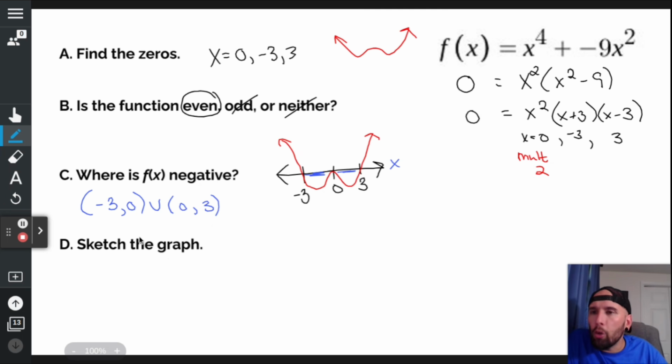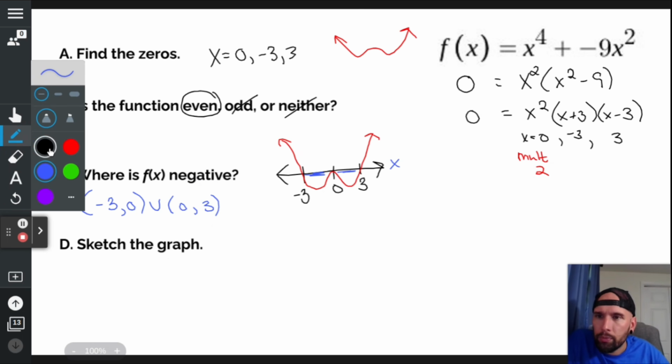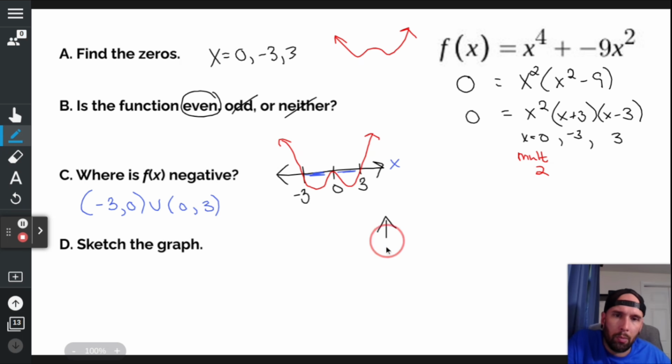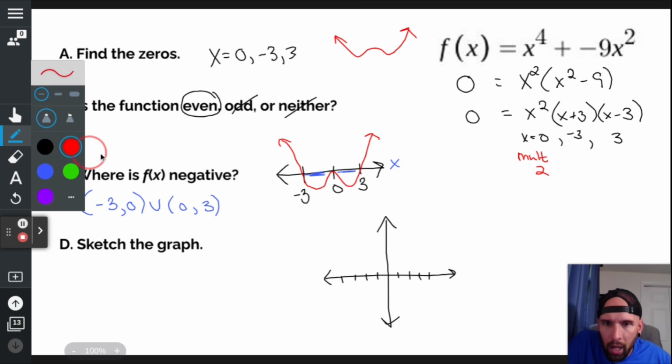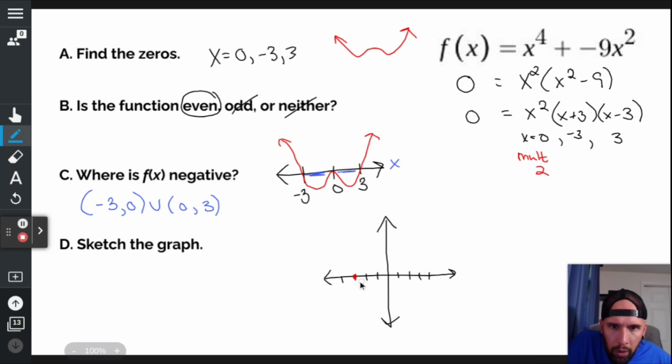So when I sketch this graph, I'm going to purposely not label the y-axis. 1, 2, 3, 4. 1, 2, 3, 4. I'm going to make sure that my line goes through -3, comes back up, bounces off of 0, comes back up, and goes through regular 3.